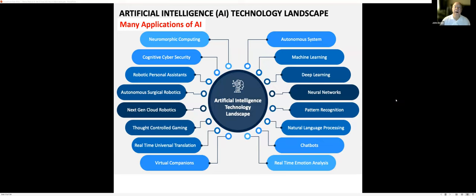As you can see, here are some applications of artificial intelligence. They vary from thought-controlled gaming to real-time universal translations to chatbots like ChatGPT, deep learning and neural networks, and we'll see that in radiology.